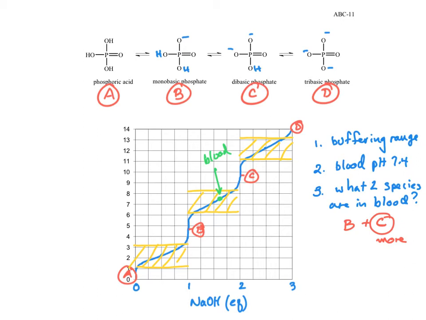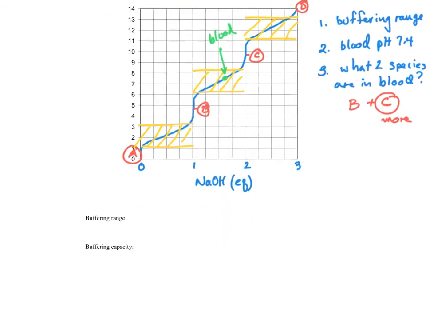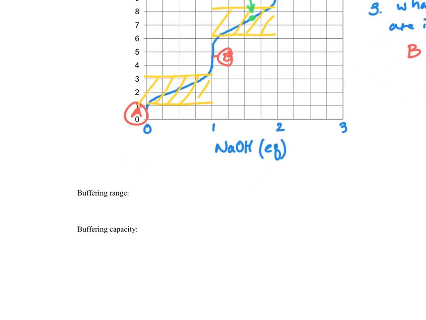One last question. Does phosphate buffer blood? The answer is, oddly enough, no. Let's go to the bottom of the page. It looks pretty good on the buffering range. At least that middle range is 7.2 plus or minus 1. That equals 6.2 to 8.2, and that seems to work. 7.4 is nicely in the middle.